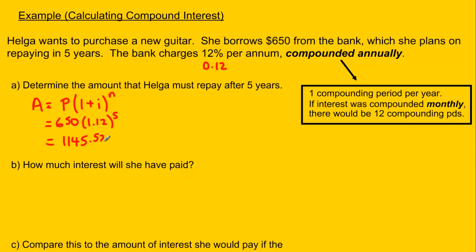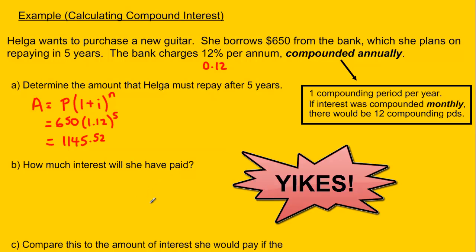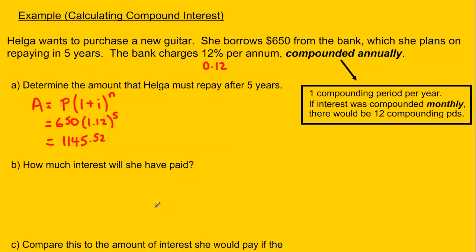$1,145.52. Huh, she only borrowed $650 from the bank, and 5 years from now she needs to repay them $1,145. Yikes. Alright, part B asks, how much interest will she have paid after she's paid that amount back?